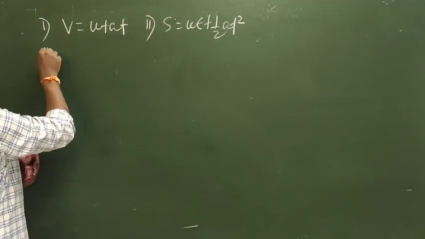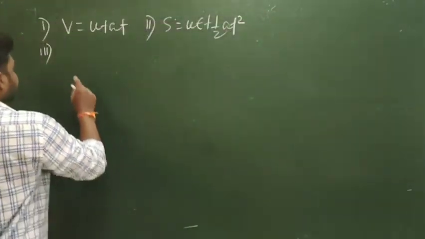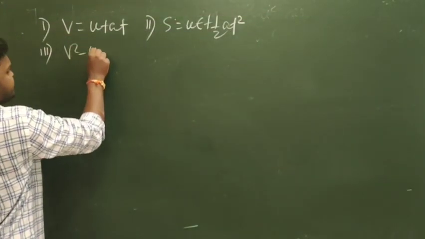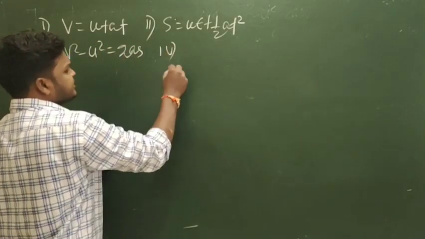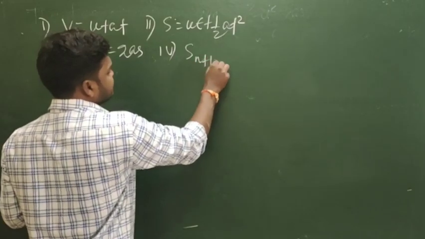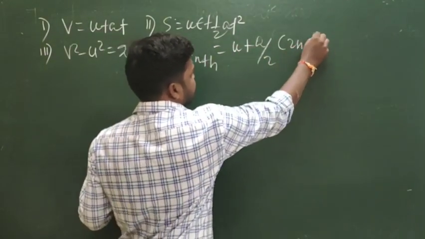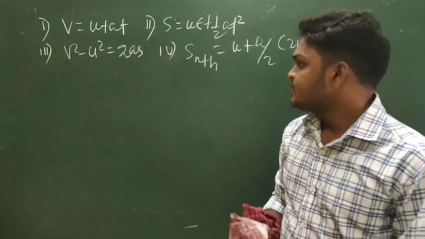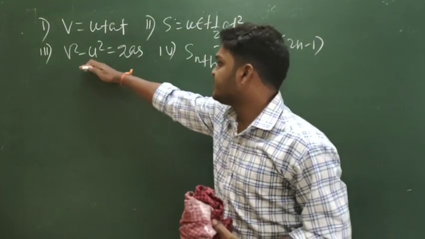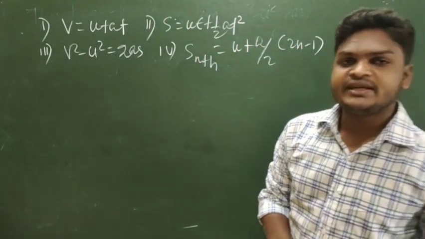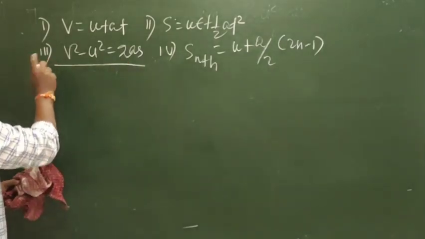In this class we will prove another two equations of motion, that is v square minus u square is equal to 2as, and the fourth equation, s nth is equal to u plus a by 2 into (2n minus 1). So let's start to prove these two equations of motion, the third and the fourth, by using integration and derivative. First we start with the third equation of motion.